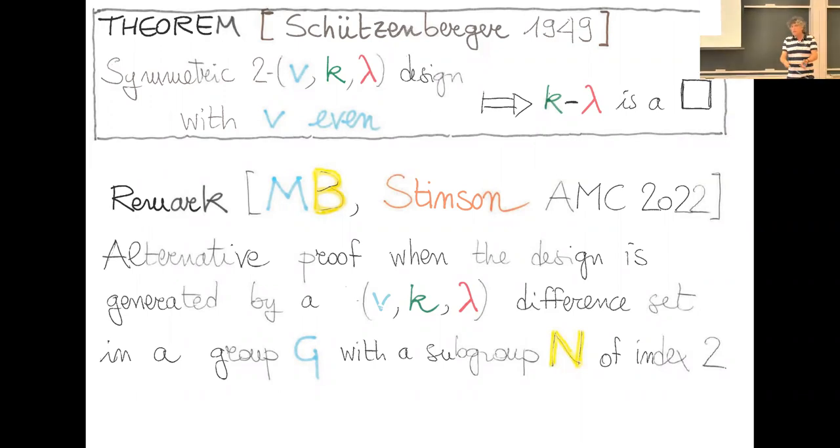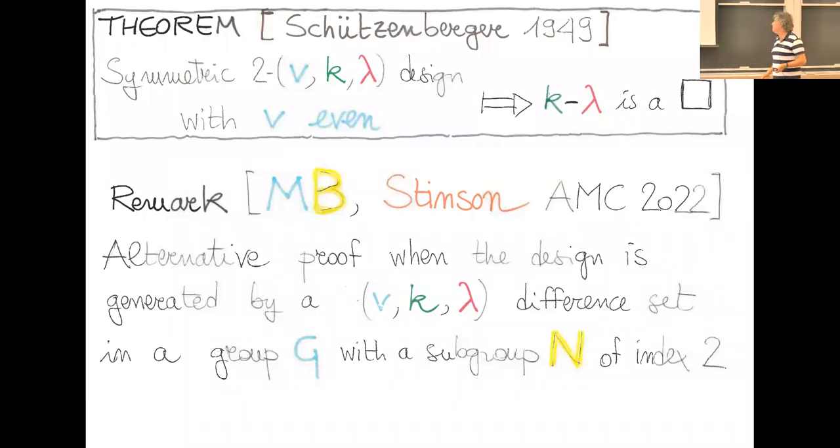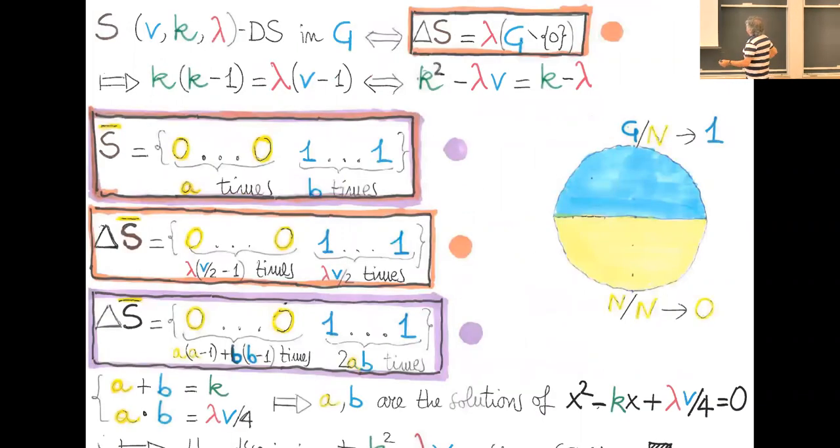can be obtained essentially with the method of strong difference families, even if I didn't formally say what a strong difference family is. So you can reason in this way. This is a special case of the theorem of Schutzenberger, because the theorem of Schutzenberger is true in general. I'm proving the special, but important, case that the symmetric design is generated by a difference set. Assume that you have a (v, k, lambda) difference set in G, which means the list of differences of S is lambda times all non-zero elements of G.